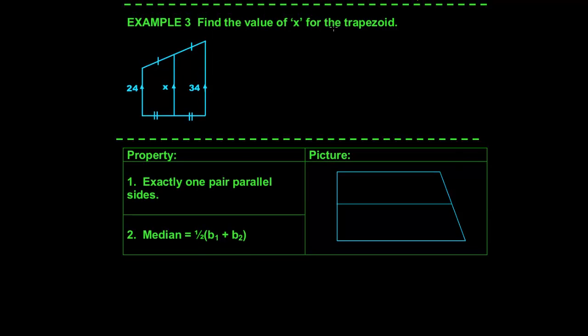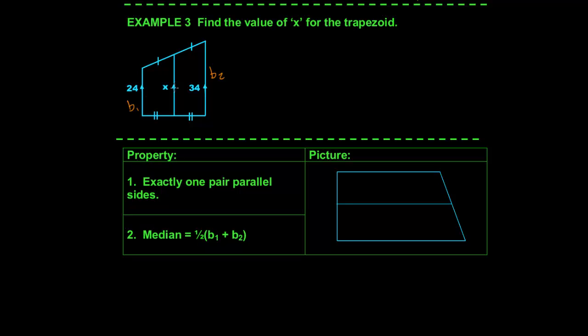Alright, example 3, find the value of x for the trapezoid. Alright, this is one of those similar things that I told you a while ago. It doesn't matter if it's turned up. These are still our bases. Our bases are parallel. So this is technically B1 and this is B2. Either way, B1, B2, B1, B2. Doesn't matter what order. These are still our bases.